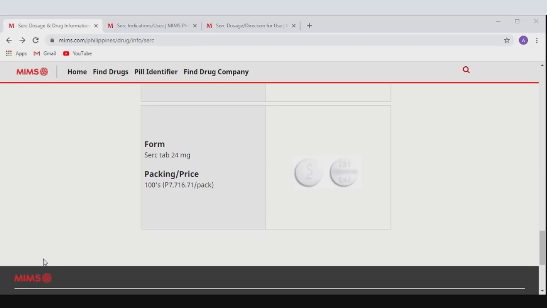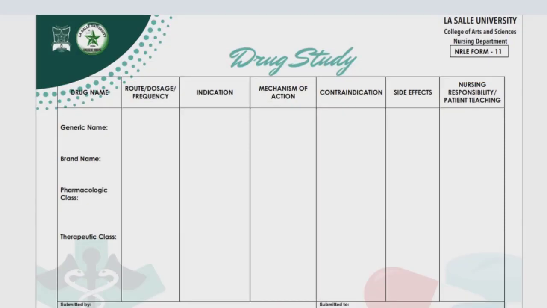So, we have here. The first thing we will do is to complete the drug name. Okay? We will complete the drug name. We will fill it out, or fill in with the information we got from MIMS or from the drug handbook. Okay? So, we have here an example, betahistine. Okay? That's a generic name.